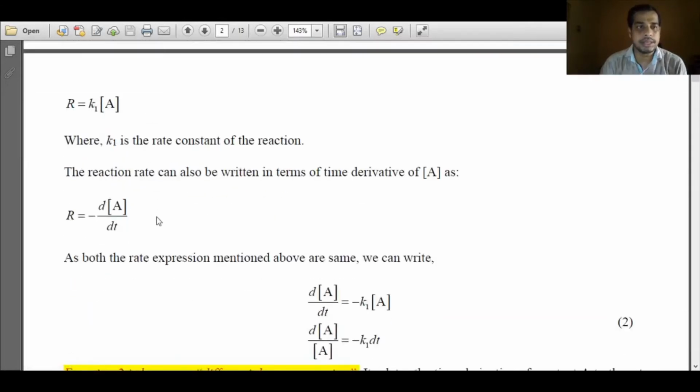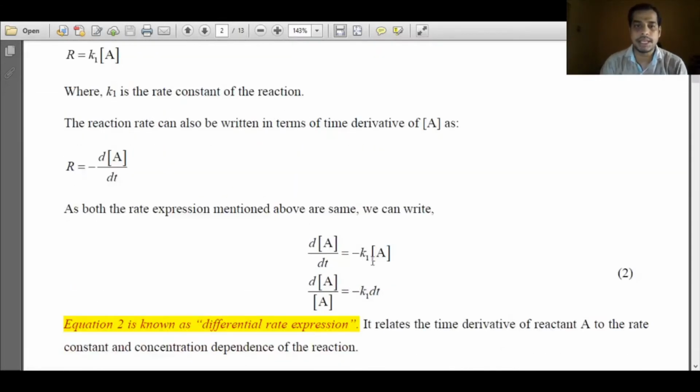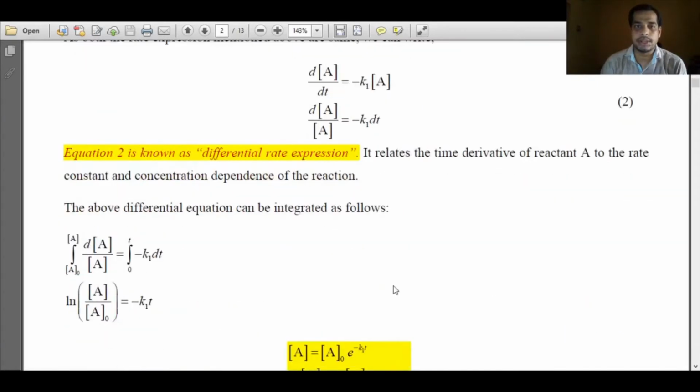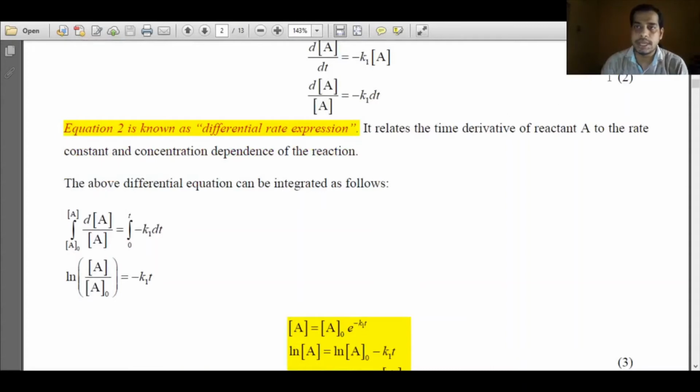Now if I equate both the rate law expressions, I get minus dA over dt is equal to K1 A. If I rearrange the variables, taking dt to the right hand side and A to the left, I get dA over A is equal to minus K1 dt. Now this is the differential rate expression. I'll integrate this to get the integrated form of rate expression. So I'll integrate equation 2.